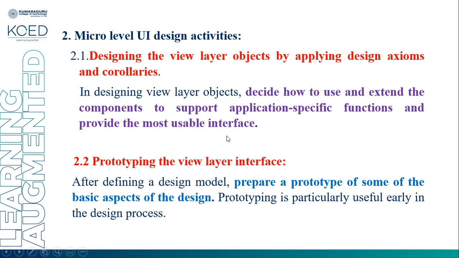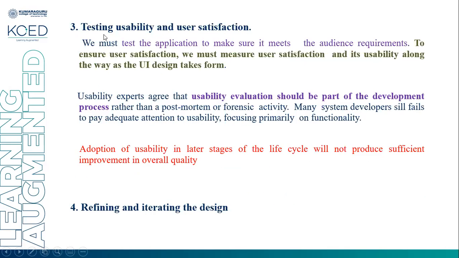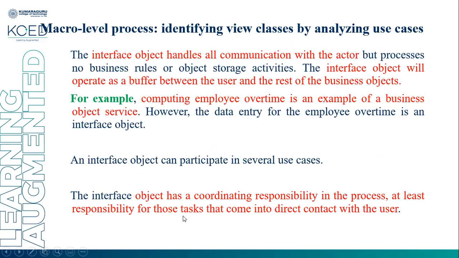So the micro level activity contains designing the view layer objects by applying the design axioms and corollaries, prototyping the view layer interface, testing the usability and user satisfaction, and refining and iteration. These are the four steps in the micro level user interface design. So in this video lecture, we are going to discuss in detail the macro level design process, that means identifying the view classes by analyzing the use cases.